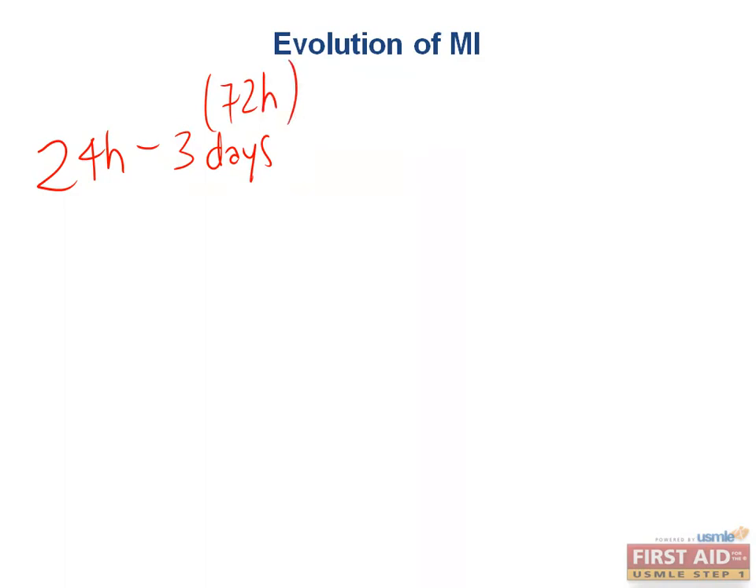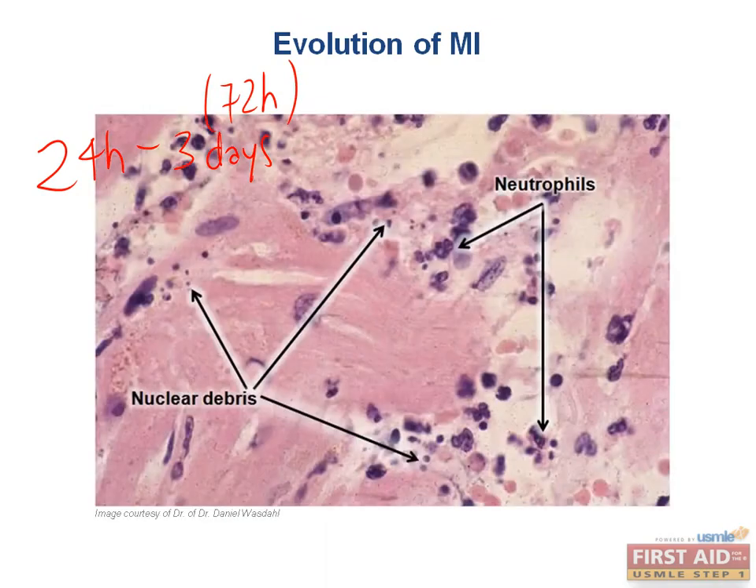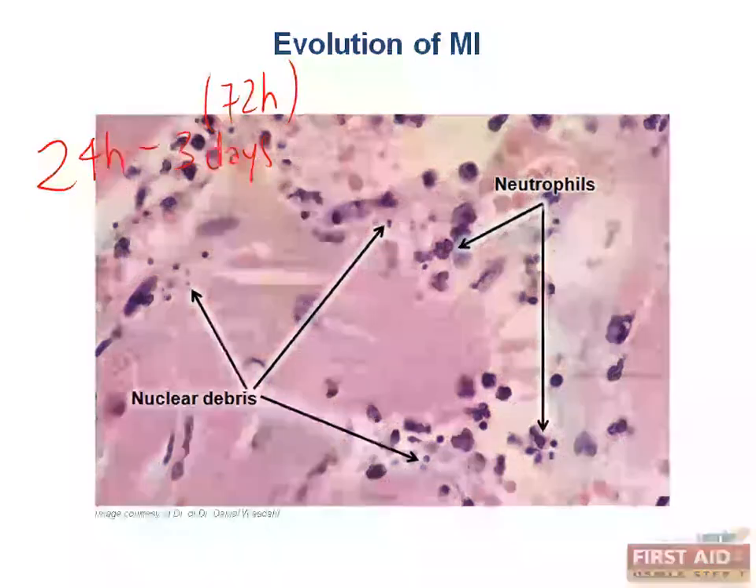At this point, we really start to see extensive neutrophil migration and necrosis. So here we have an image. It's a high power field image of an infarction showing neutrophils and lots of nuclear debris. It is the phase of acute inflammation due to the neutrophil involvement. The nuclear debris is from dead myocytes and dead neutrophils. At this phase, we also begin to appreciate some coagulation necrosis.